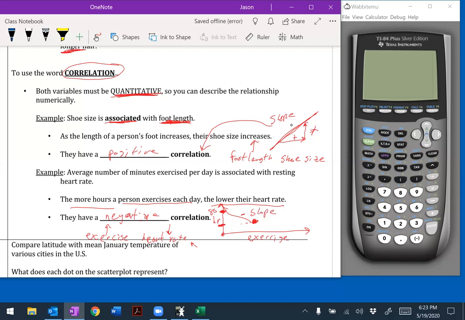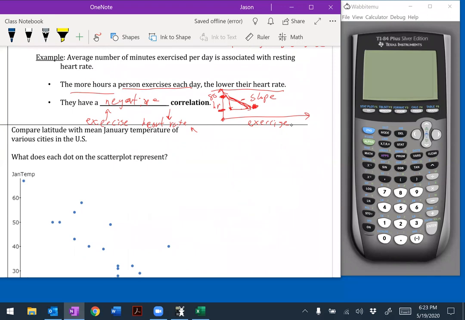So here's a positive slope for this one. Positive over positive, negative over positive. Downhill trend.